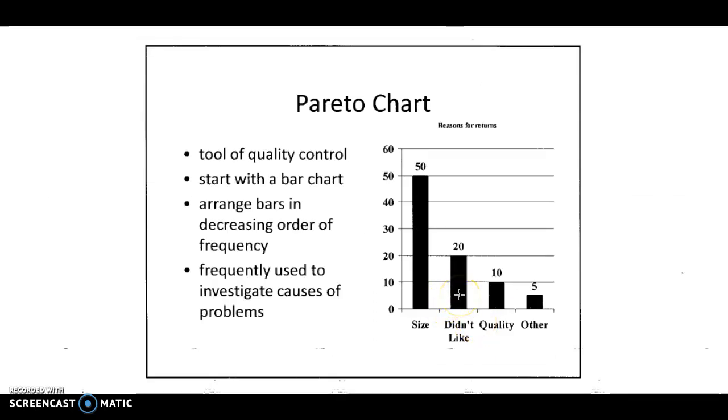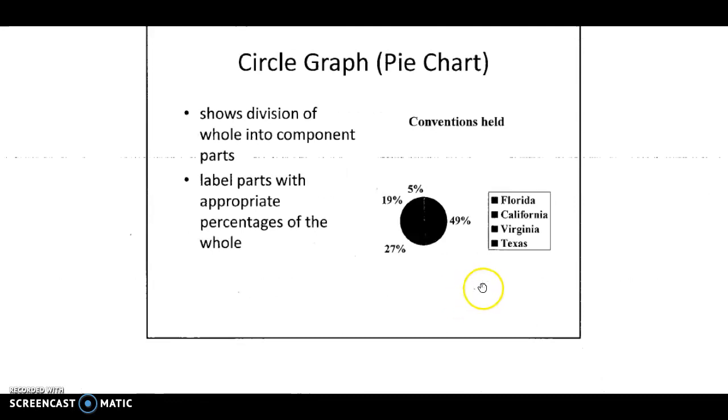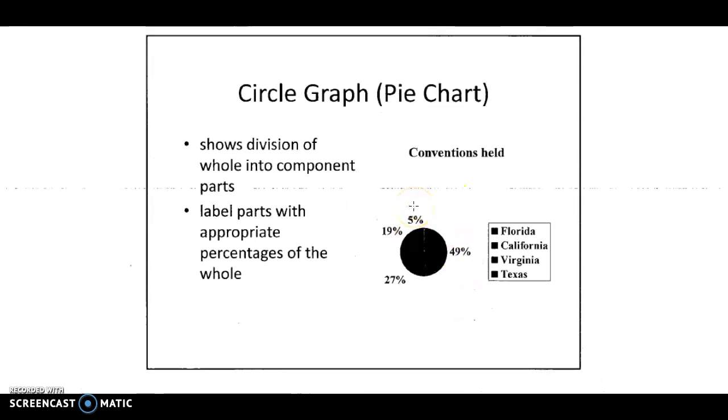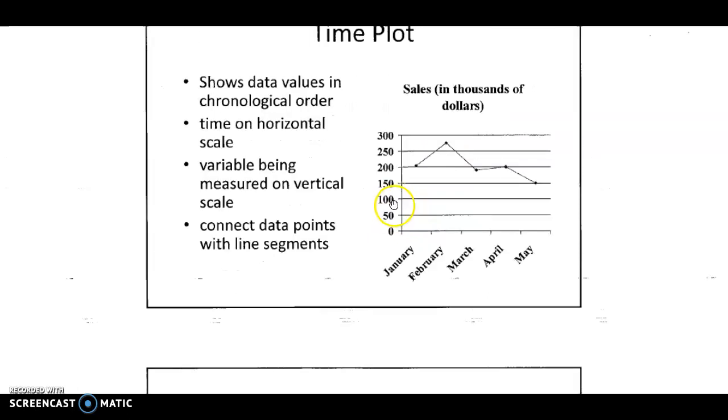If you're asked to do a Pareto chart, it's just a bar graph, but you have to make sure you put them in order. Got a circle graph or a pie chart. I know you can't see the different colors here of the 4 different states, but you want to try to divide them up and make them pretty even. Remember, a circle is 360 degrees. Half of a circle is 180, so you want to base your percentages on that. This 49% should be right about half the circle, since 50% is half the circle. So that's your circle graph.